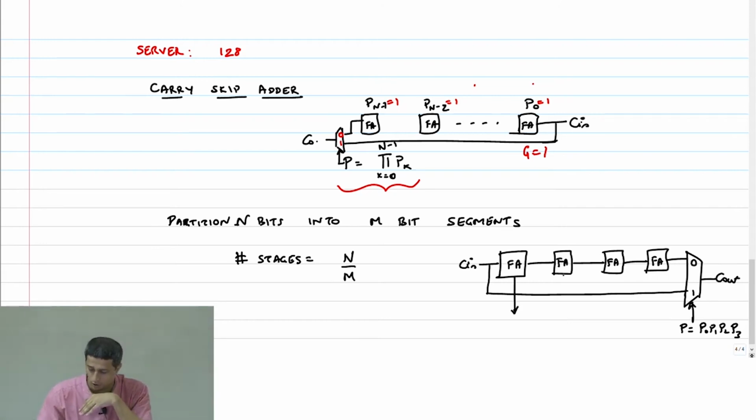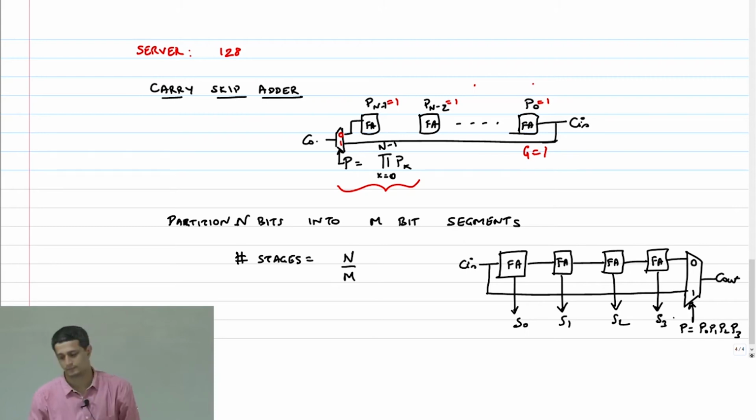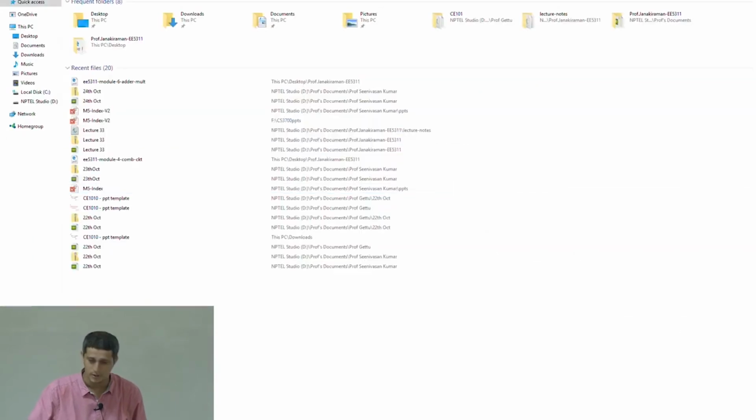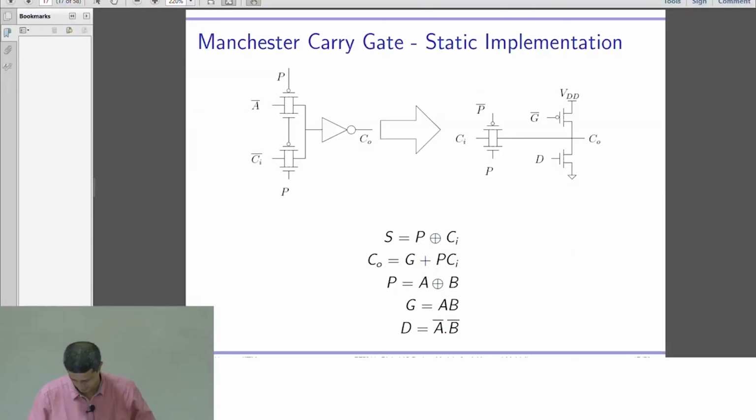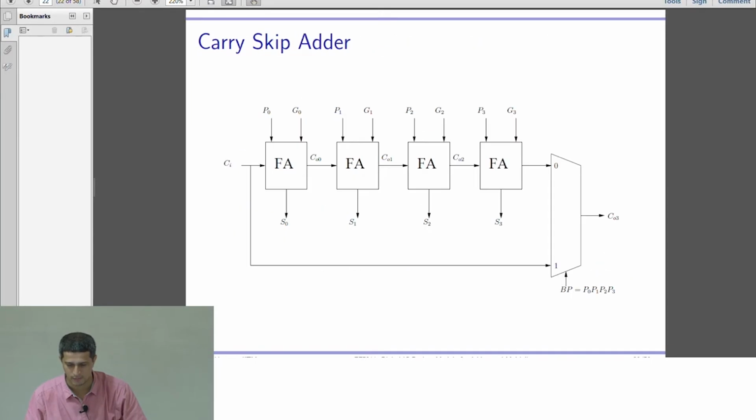The sum is still going to come out, by the way, like this. Okay, nothing changes there. This is S0, S1, S2 and S3. Okay, so what I'm going to do is take this circuit and now repeat it n number of times. Let me just copy this schematic so that I save some time here.